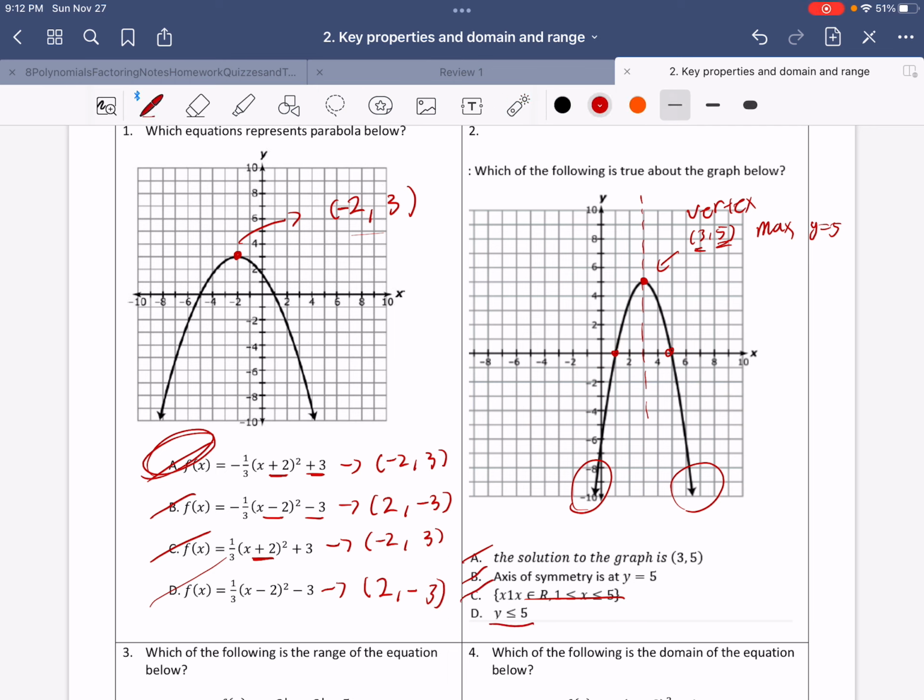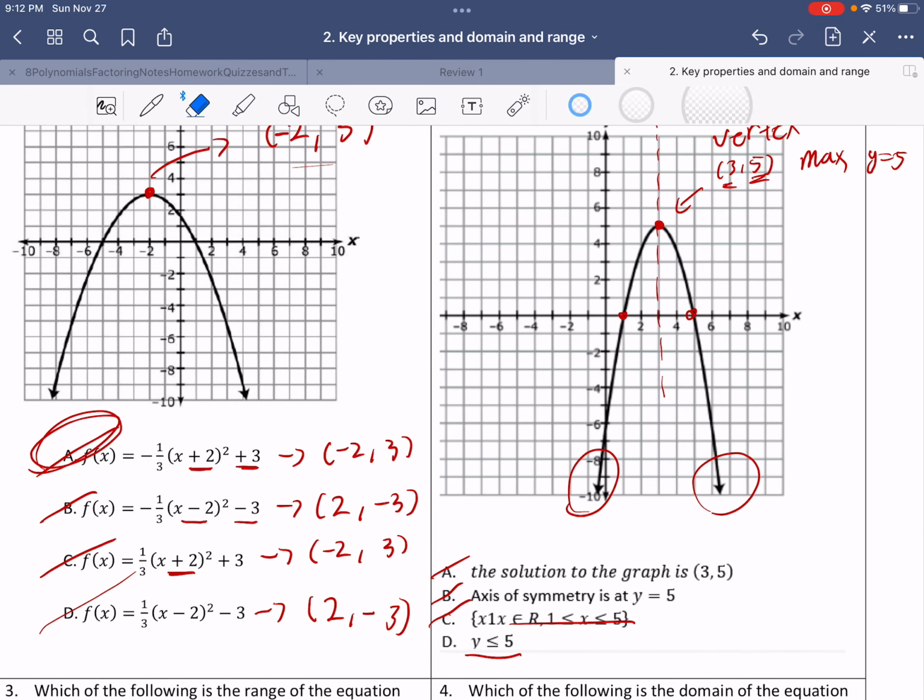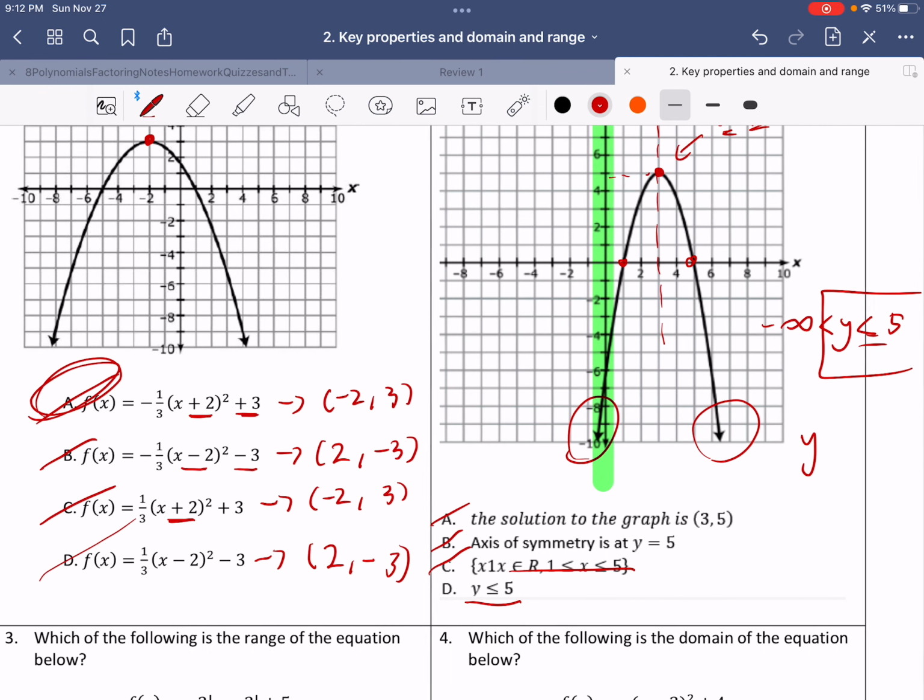y is less than or equal to 5. So that's the range. Let's see. What's the lowest point? Negative infinity, because range is from bottom to top. Remember that. Range is bottom to top. Negative infinity. The highest point is what? 5. And so we're not going to use infinity, so we'll only use this one. Do I have to flip it? No, because y comes first already. And it matches. Bingo.